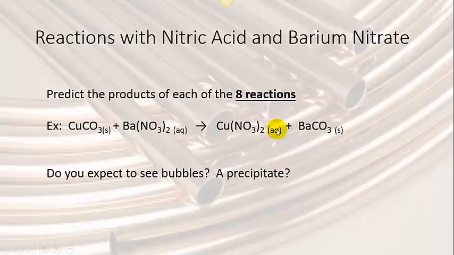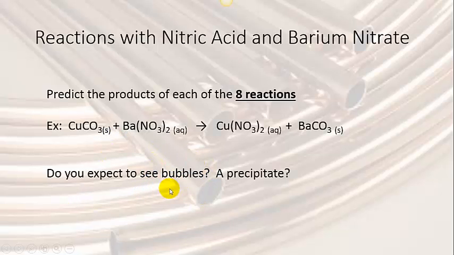So from this, I would expect to see a precipitate being formed when copper carbonate is reacted. So if copper carbonate was one of the materials that I wasn't sure which one it was, I would know that at least it makes a precipitate when I add it to the barium. Okay? Others might be gas forming reactions.